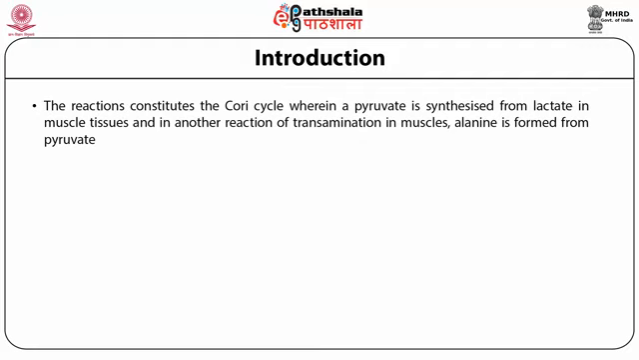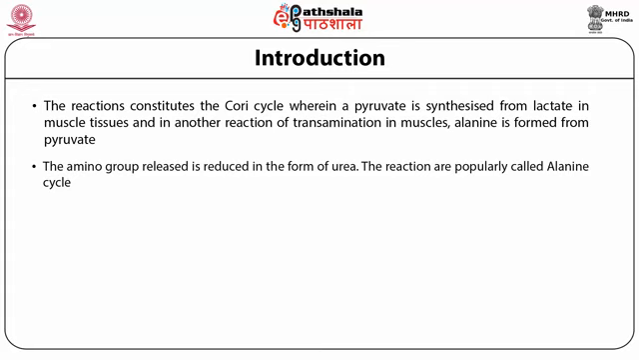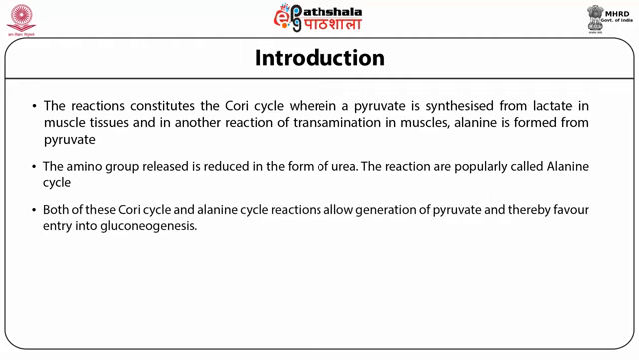The reactions that constitute the Cori cycle are as follows: pyruvate is synthesized from lactate in muscle tissue, and in another reaction of transformation in muscle, alanine is formed from pyruvate. The amino group released is removed in the form of urea. These reactions are popularly called the alanine cycle. Both the Cori cycle and alanine cycle reactions allow generation of pyruvate and thereby favor entry into gluconeogenesis.